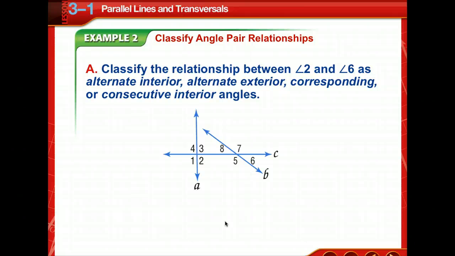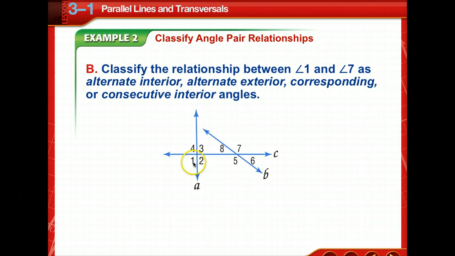Classify the relationship between angle 2 and angle 6. Angle 2 and angle 6. Well, they're corresponding. They lie on the same side of the transversal. See, the transversal is C. They lie on the same side of the transversal and on the same side of lines A and B. They both lie on the bottom right quadrant of lines A and B.